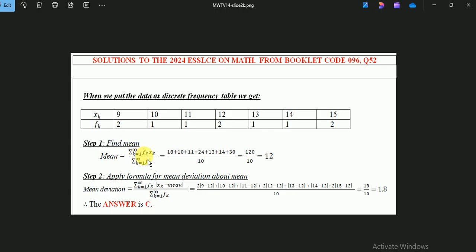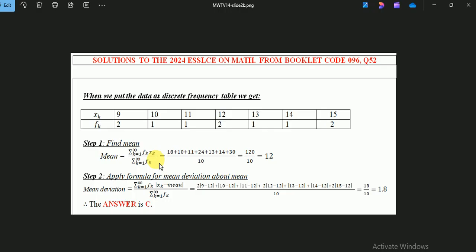So to find the mean, we calculate the summation of frequency times value over the summation of frequency. By the way, the summation is not up to infinity. It has to be only up to, in this case, how many values? 1, 2, 3, 4, 5, 6, 7. Up to 7. This index should not be infinity, but 7.